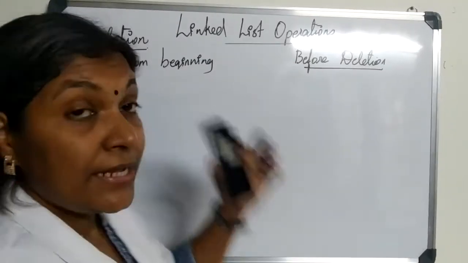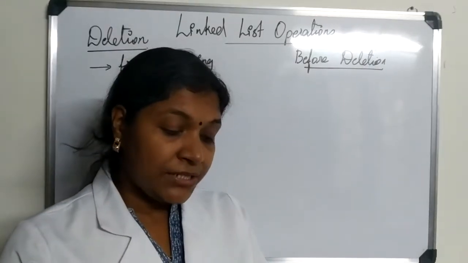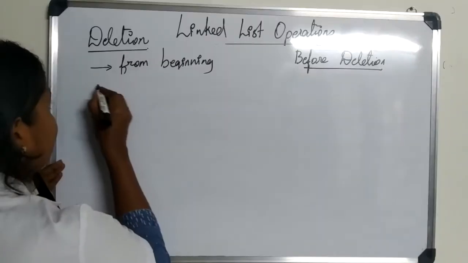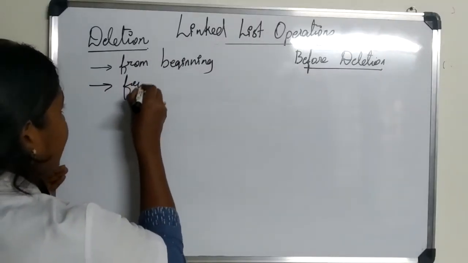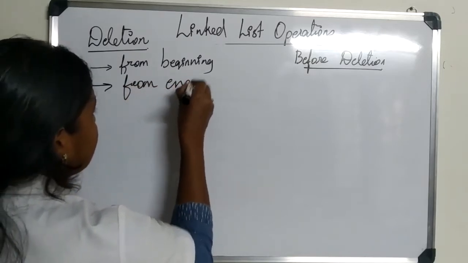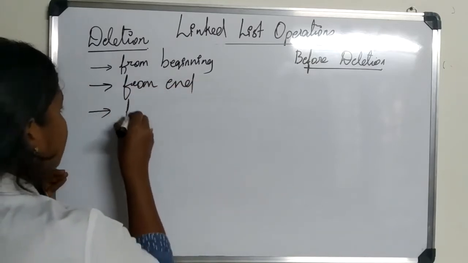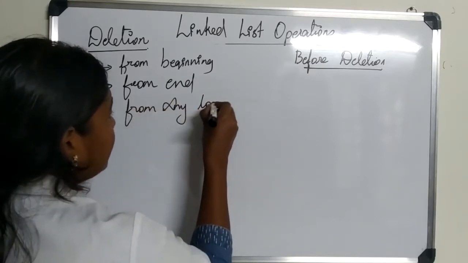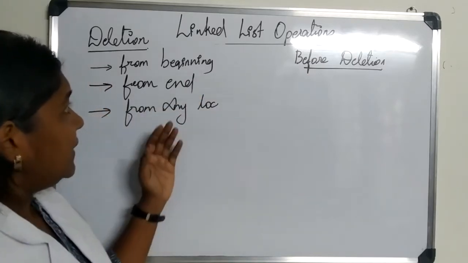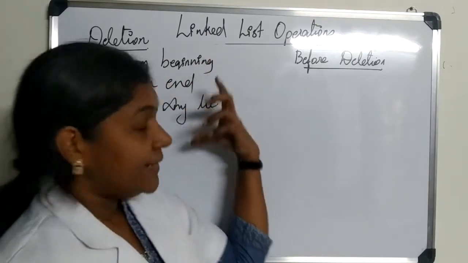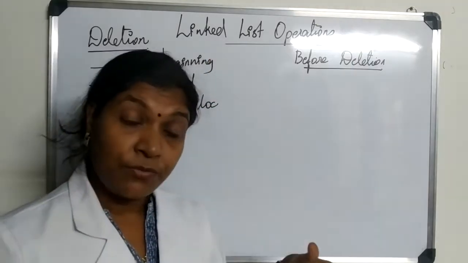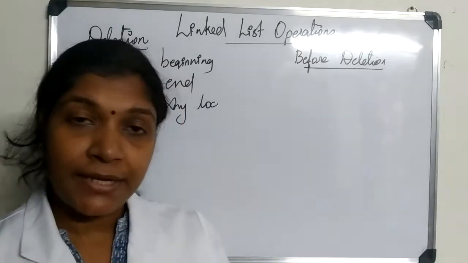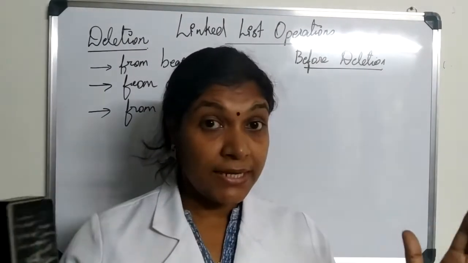Like our insertion operation, this deletion also has three cases. That is delete from beginning, delete from end, and delete from any location. Whenever we are discussing the deletion of a node or the insertion of a node, or if we perform any operation, all those things regard the data containing nodes only.